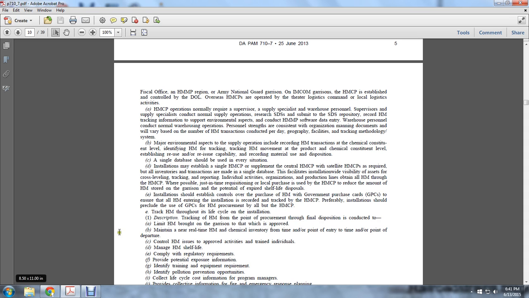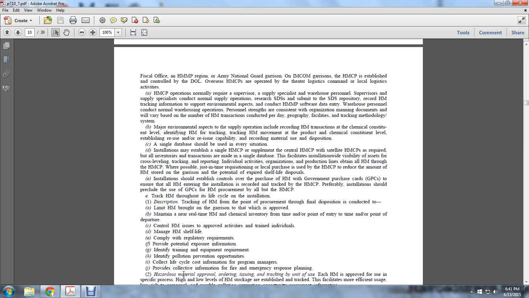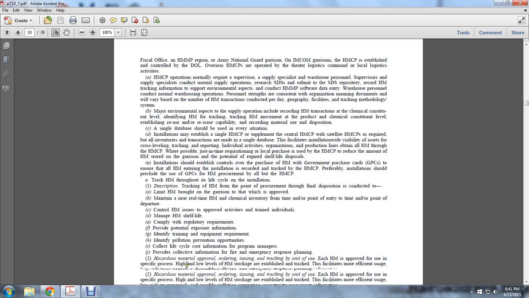Control hazardous material issued to approved, trained individuals. Manage the hazardous material shelf life, comply with regulatory requirements, provide potential exposure information, identify training and equipment requirements, identify pollution prevention opportunities, collect life cycle cost information for program managers, and provide collective information for the fire emergency response plan. Hazardous material approval, ordering, and issuing are tracked by units of use, and each hazardous material is approved for the use of a specific process.